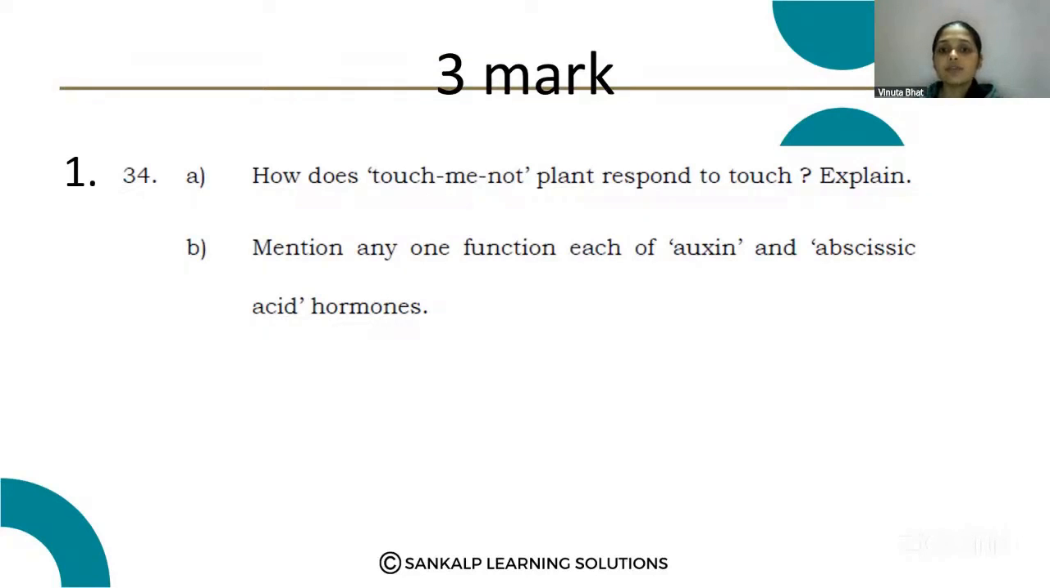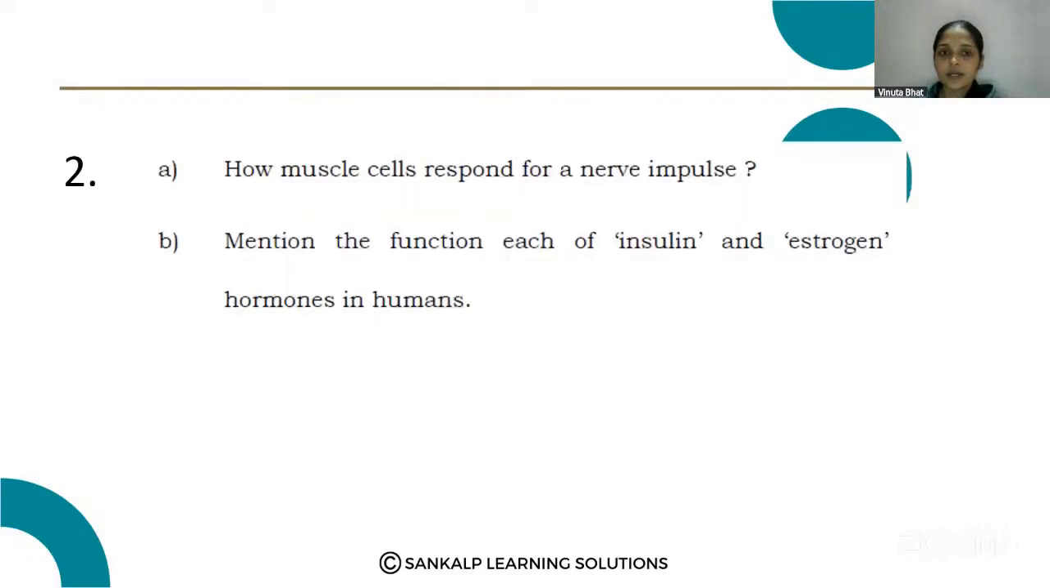Mention any one function of each of the auxin and the abscisic acid hormones. Here you have to write any one function of abscisic acid, which inhibits the growth of the plant, and of auxin, which helps the cells to grow longer.